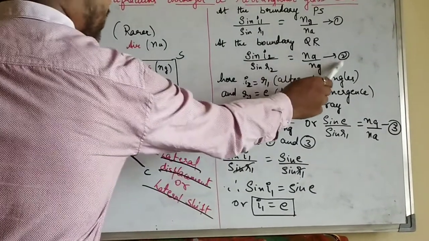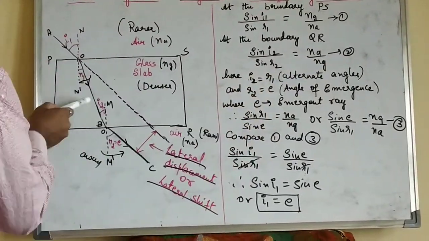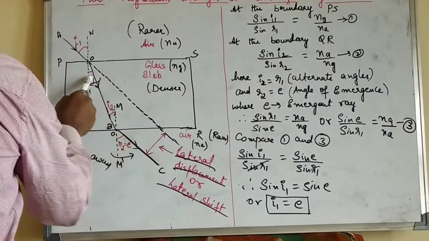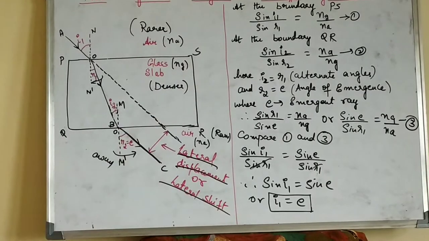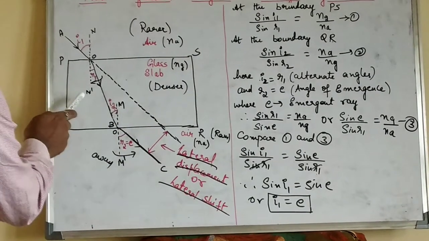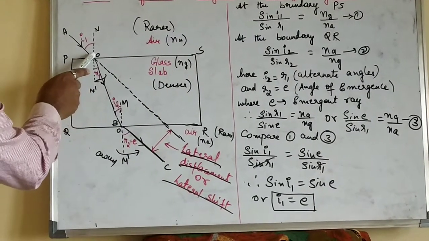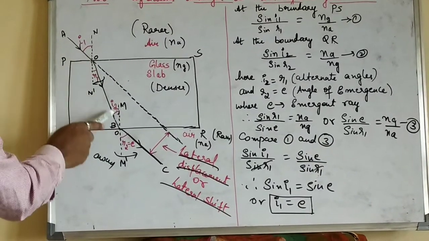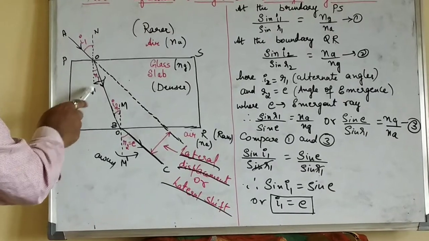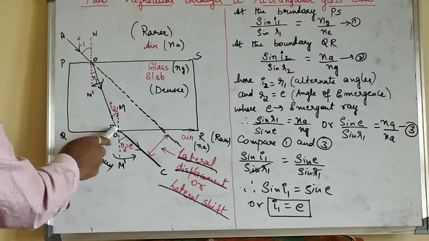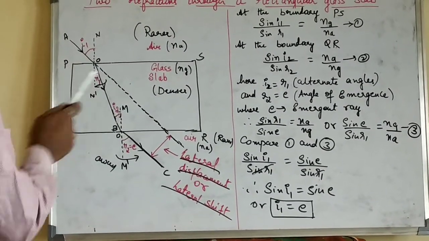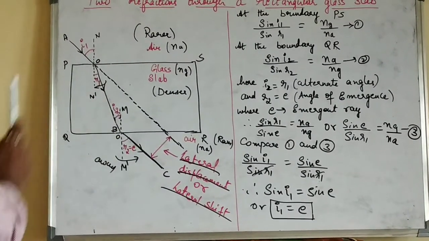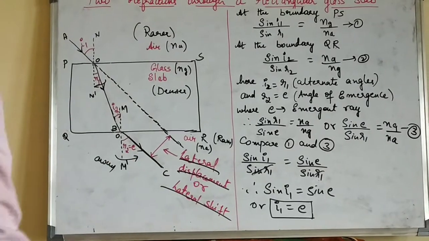Now, in equation 2, you can see this I2 is equal to R1. Why? Because of alternate angles. See here, N dash O B is one angle, and O B M is one more angle. These two are alternate angles. So alternate angles are equal, right?